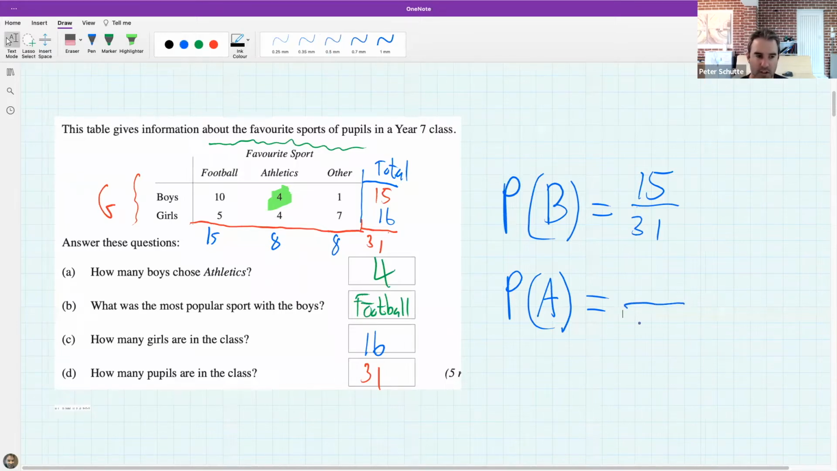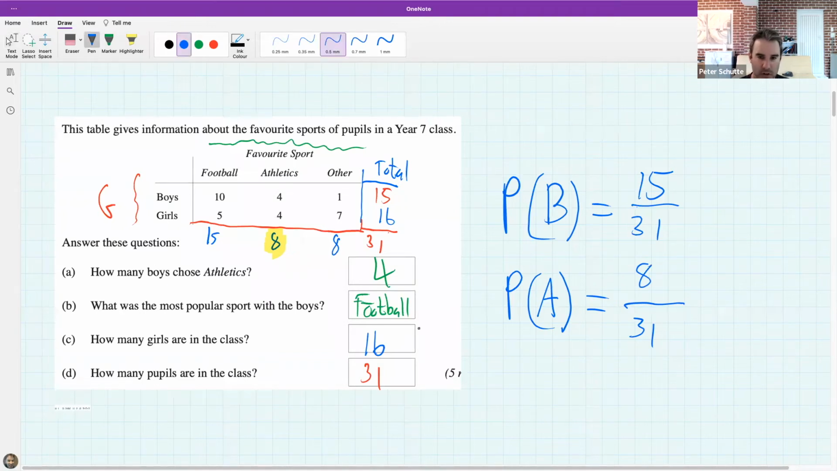So I'll give some time for those answers to come through in the chat. The total number of people in the group is still 31, but I've asked you about athletics. Which number in the table is most helpful for you? I think it's going to be this number over here, which is 8. Those 8 people chose athletics, there were 4 boys and 4 girls, but in total it was 8. So we get 8 over 31.